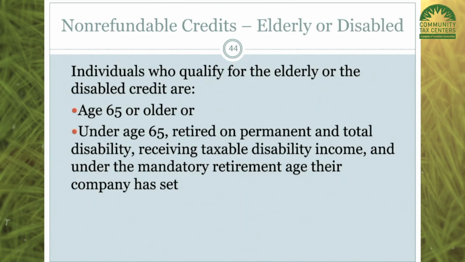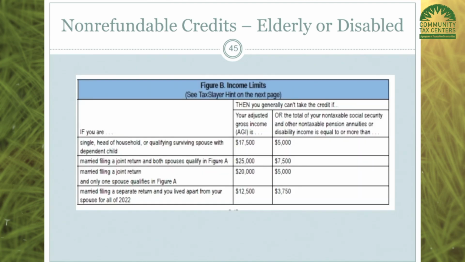This credit, the elderly or disabled, we rarely see this one, so we're just going to go through this one briefly. Individuals who qualify for the elderly or disabled credit are age 65 or older, or are under age 65, retired on permanent and total disability, receiving taxable disability income, and under the mandatory retirement age their company has set. This is the chart on here for them to qualify for this credit.